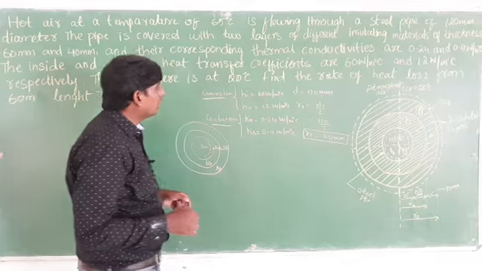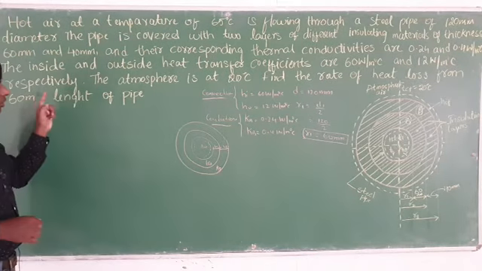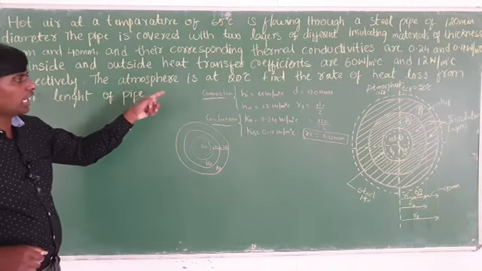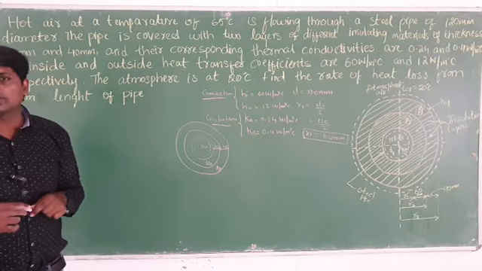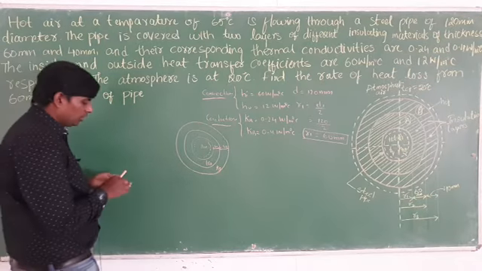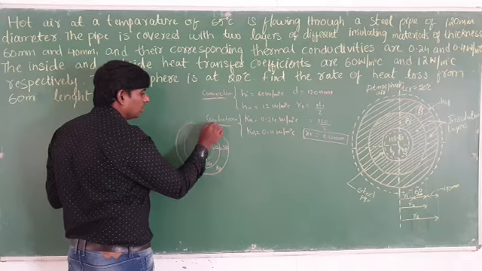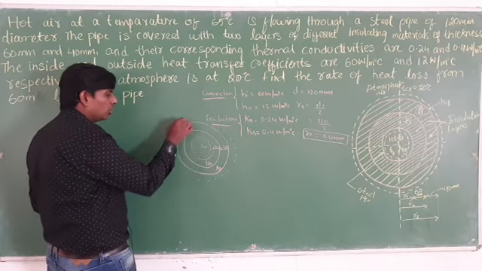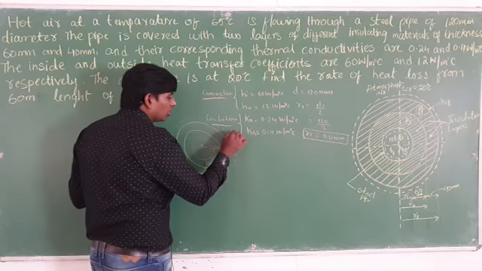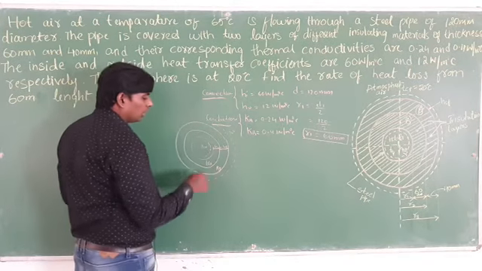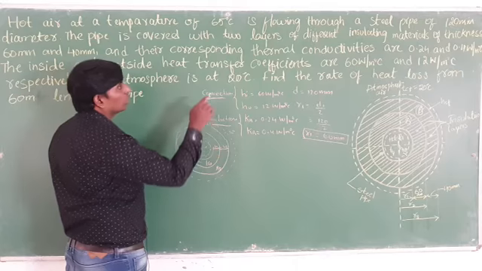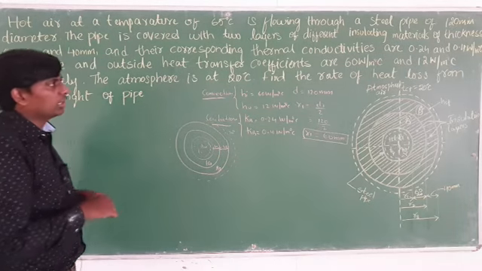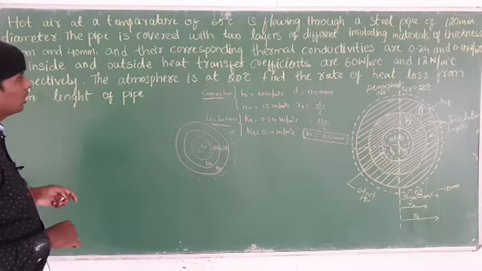Then after that, what is given? Respectively, the atmosphere is at 20 degrees. So atmosphere means this one you have to take. This one is equal to how much? 20 degrees. This one is 20 degrees. The temperature of this one is 20 degrees. Inside air temperature is also given.